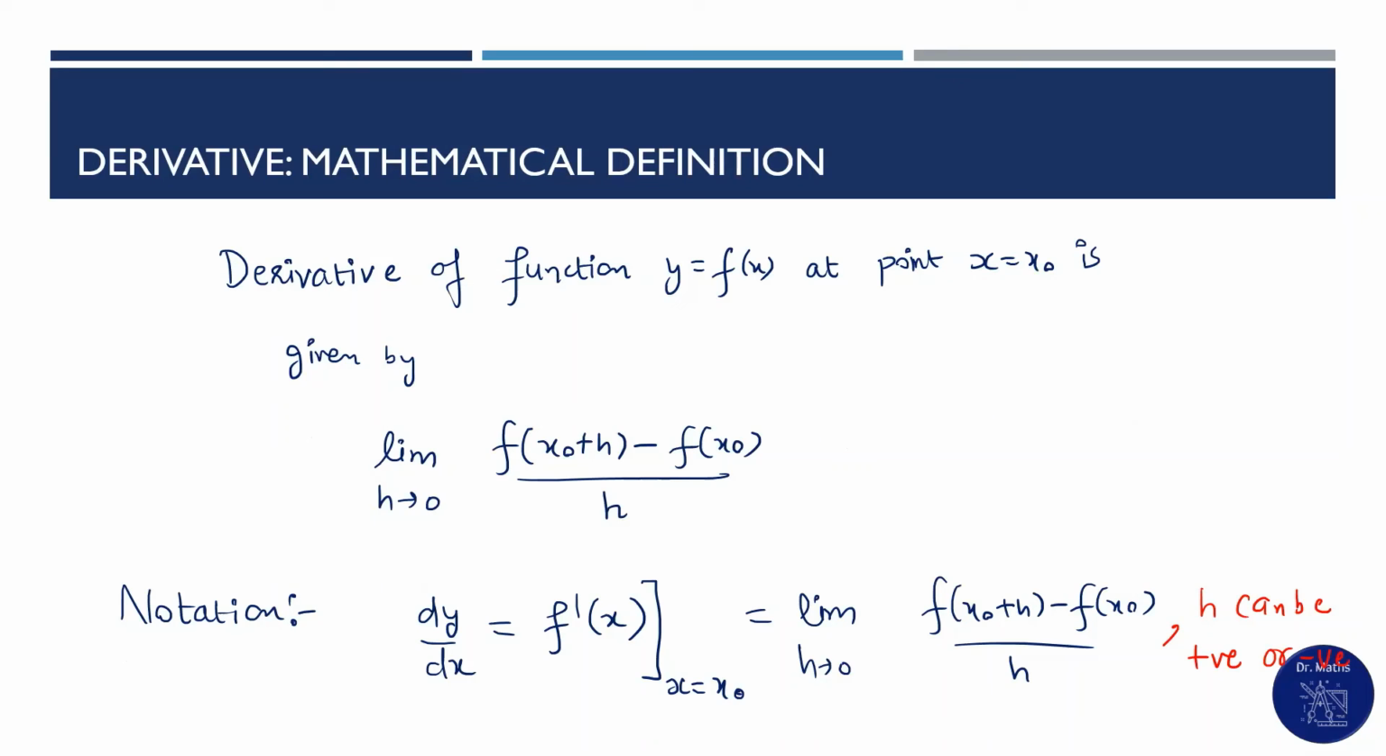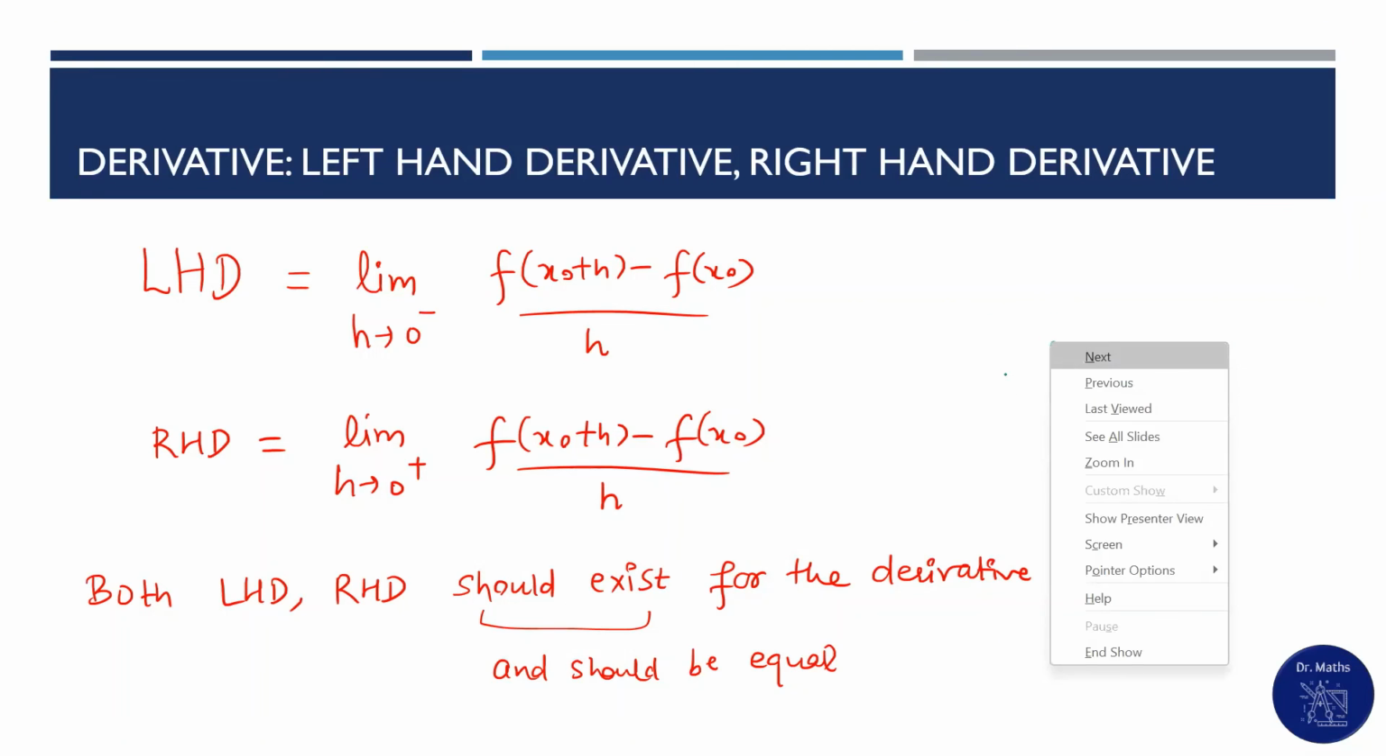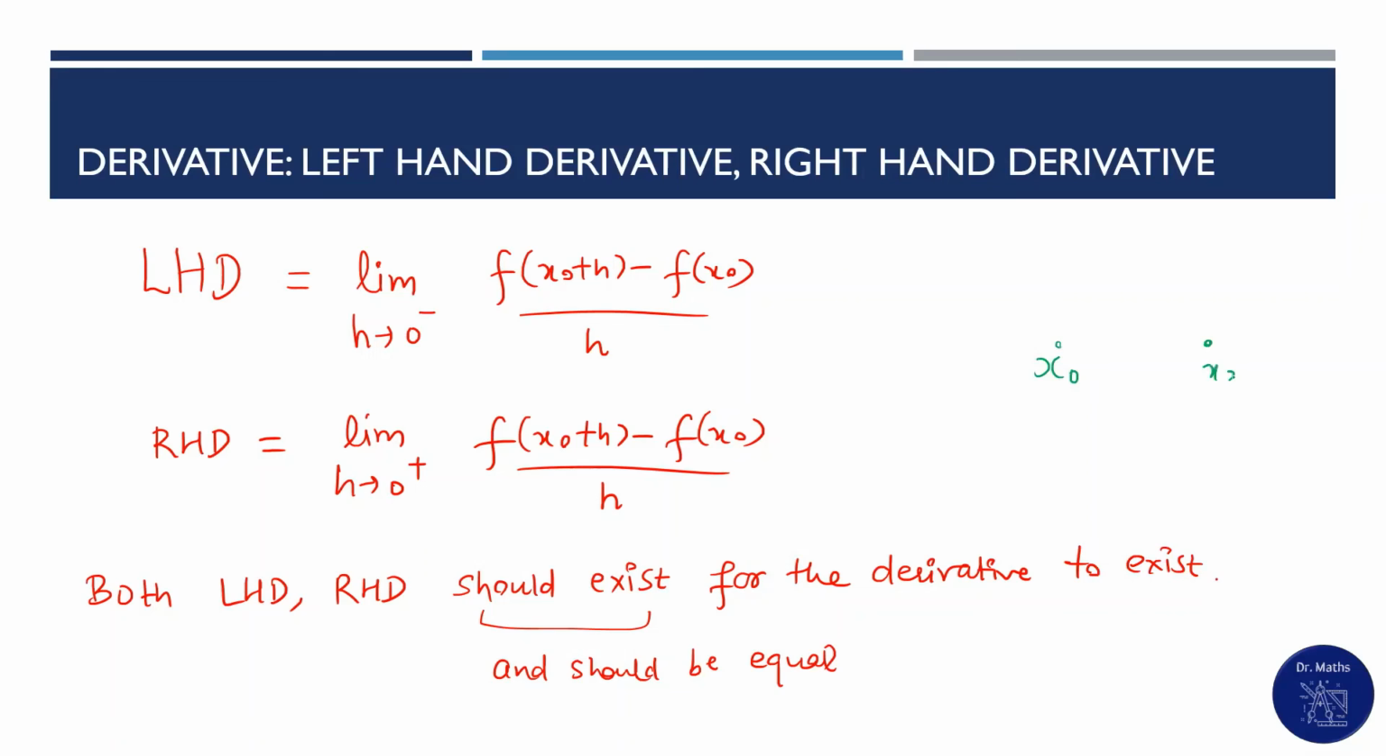Since h can be both positive or negative, we can have two derivatives, the left-hand derivative and the right-hand derivative. If you are at a particular point x naught and you increase the value of x naught and then you see the variation, that means you are trying to compute the right-hand derivative. So h is becoming closer and closer to 0 from the positive side. But if you take h negative, that means you go from x naught to x naught plus h, but h is negative, that means actually you are subtracting something from x naught. That means you are computing the left-hand derivative.